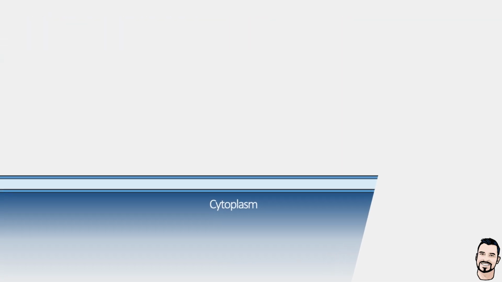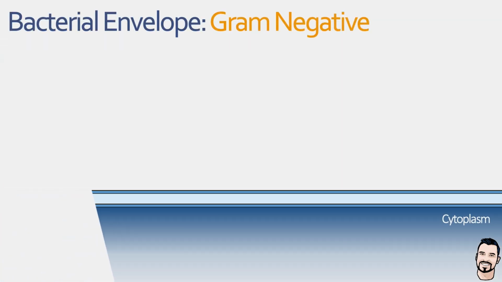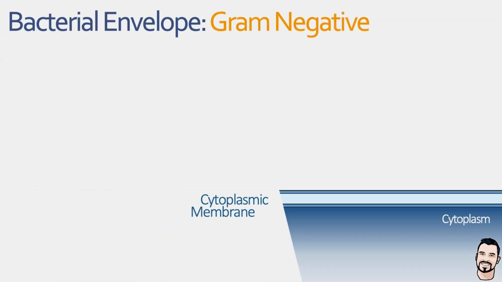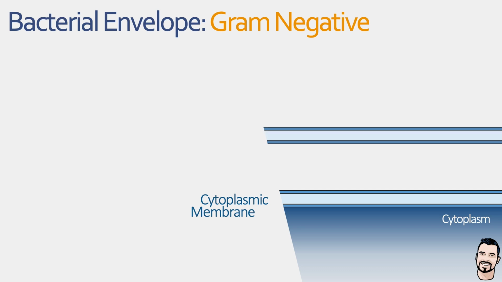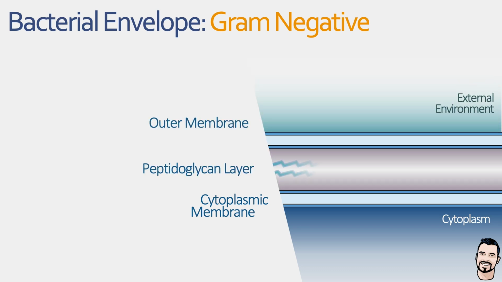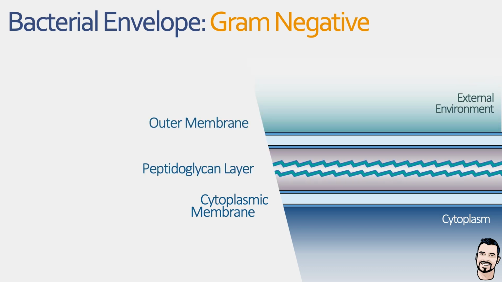Then, on the flip side, we have our gram-negative bacteria. So our gram-negatives have two membranes, an inner cytoplasmic membrane which contains the cytoplasm and an outer membrane that creates the periplasmic space, in which a relatively thin layer of peptidoglycan is found.